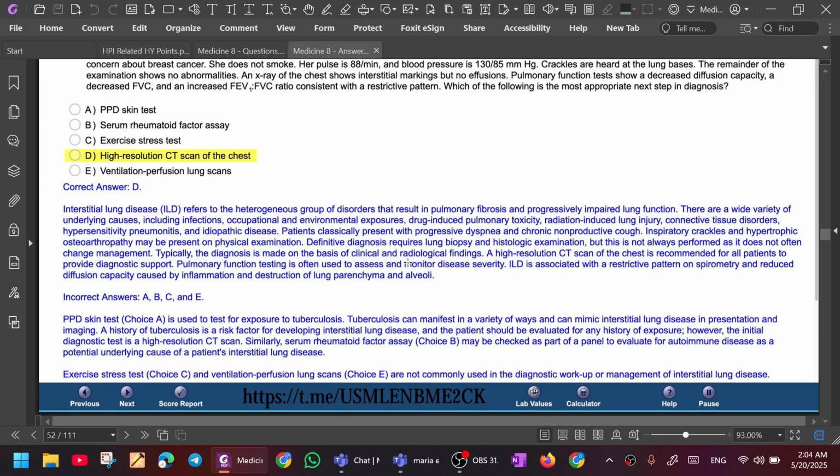ILD is associated with a restrictive pattern of spirometry and reduced diffusion capacity caused by inflammation and destruction of the lung parenchyma and alveoli. It's not C because exercise stress and ventilation perfusion lung scans are not commonly used in the diagnostic workup or management of ILD. Exercise stress tests can be used to evaluate for coronary artery disease, while ventilation perfusion lung scans are commonly used to evaluate for PE in patients unable to tolerate CT scan.